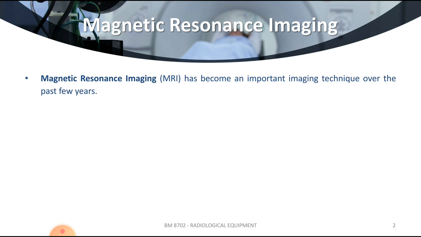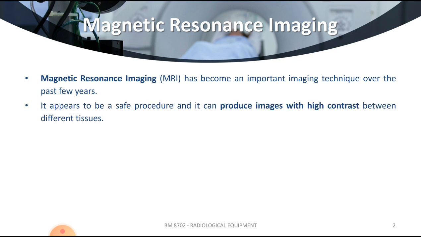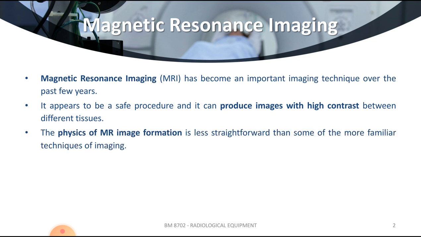So magnetic resonance imaging is an important imaging technique and it has been used for a wide range of applications. You have combined modalities where MRI is combined with other imaging modalities to get a better diagnosis of body system disorders. It appears to be a safe procedure because it can produce images with high contrast between the different tissues. So that is why it has wide applications. And the physics of MR image formation is somewhat less straightforward when compared to the other imaging modalities.